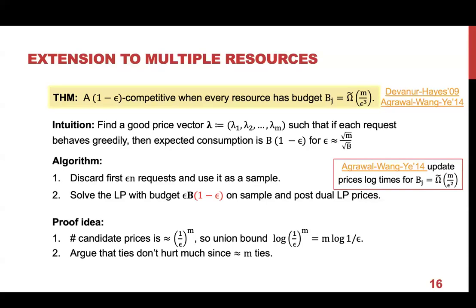But any first questions, high-level questions? You're getting a 1 minus epsilon approximation.